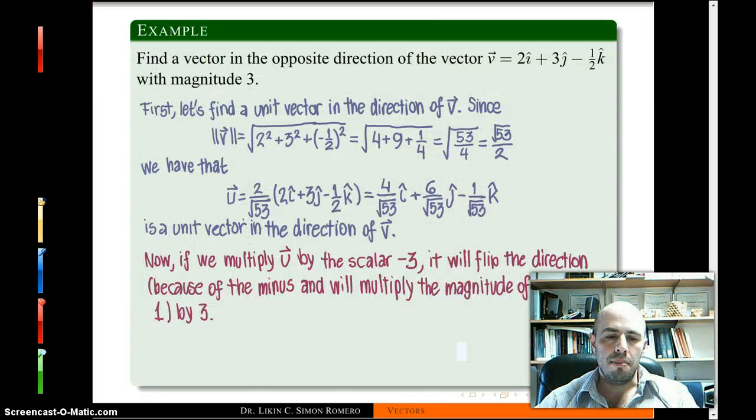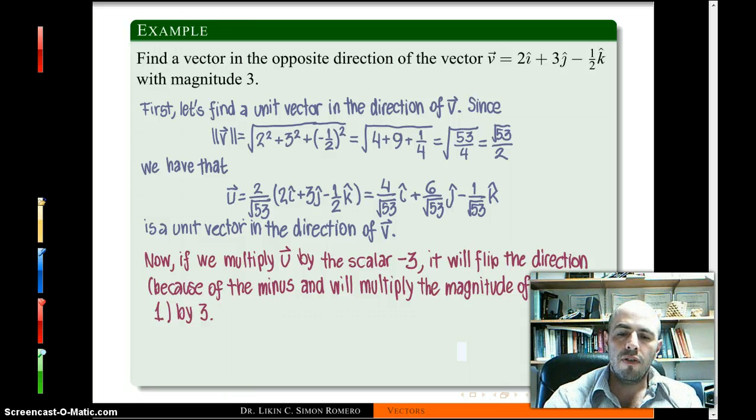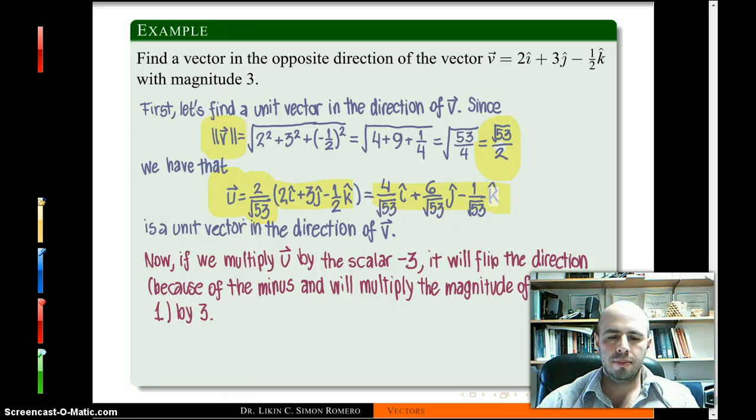Let me give you an example. Find a vector in the opposite direction of the vector v equal to 2i plus 3j minus 1 half k with magnitude 3. The first thing that we do is find a unit vector in the direction of v. Since this is the magnitude of v, then u, the unit vector in the direction of v, is going to be 1 over the magnitude times the original vector. That gives you this vector over here.